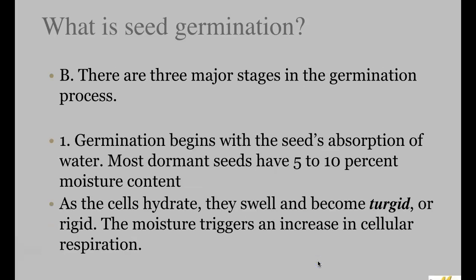Major stages in germination. Germination begins with the seed's absorption of water. Most dormant seeds have a 5 to 10% moisture content. Those of you that are in the grain world, or have family that grain farm, know that moisture can sometimes be your enemy for storage. So that's why it's at most 5 to 10%. You wouldn't even really notice it. As the cells hydrate, they swell and become what they call turgid, or rigid.